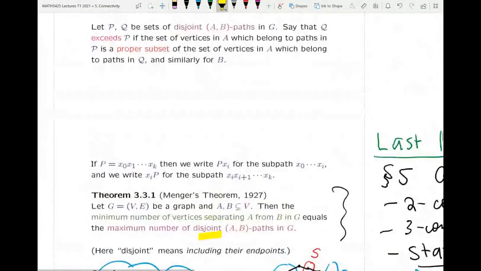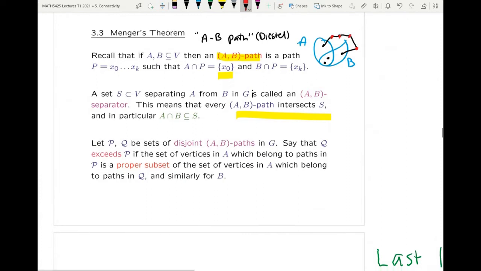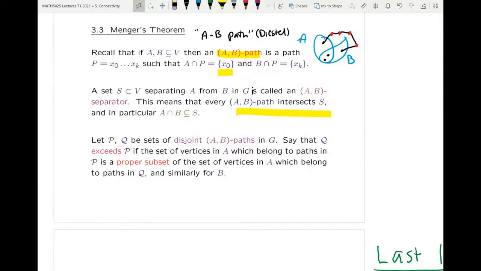So we'll have to go back a bit over the terminology and notation that we're going to use in the proof. In this picture, we have two sets, A and B, and they might not be disjoint. An AB path is a path which starts in A, ends in B, and has all of its interior vertices outside of A and B. And remember that any vertex in the intersection is itself an AB path of length 0. Then we had an AB separator, which is just a set of vertices whose deletion disconnects A from B.